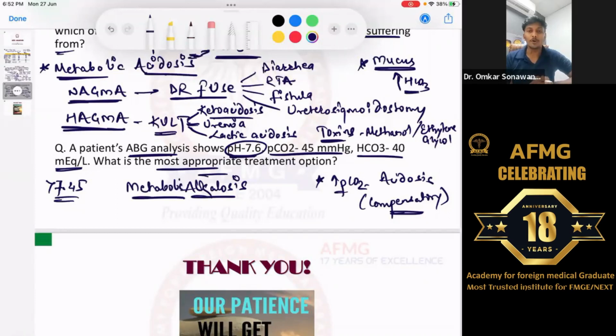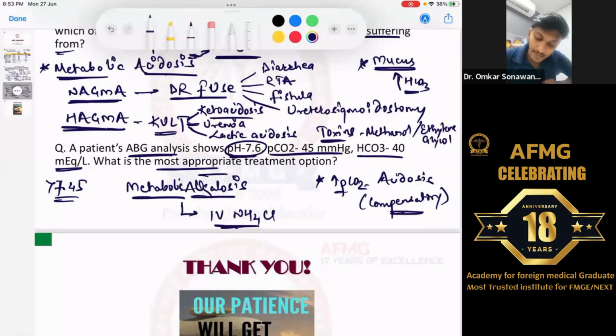So what is the most appropriate treatment option for metabolic alkalosis? Please remember, most of us are very sure about sodium bicarbonate for metabolic acidosis, but most of us tend to forget what we give usually in metabolic alkalosis. If the patient is having metabolic alkalosis, you need to give some acidic component to the patient. So definitely you give ammonium chloride, which is acidic in nature. IV ammonium chloride is usually started in this patient if the patient is suffering from metabolic alkalosis.